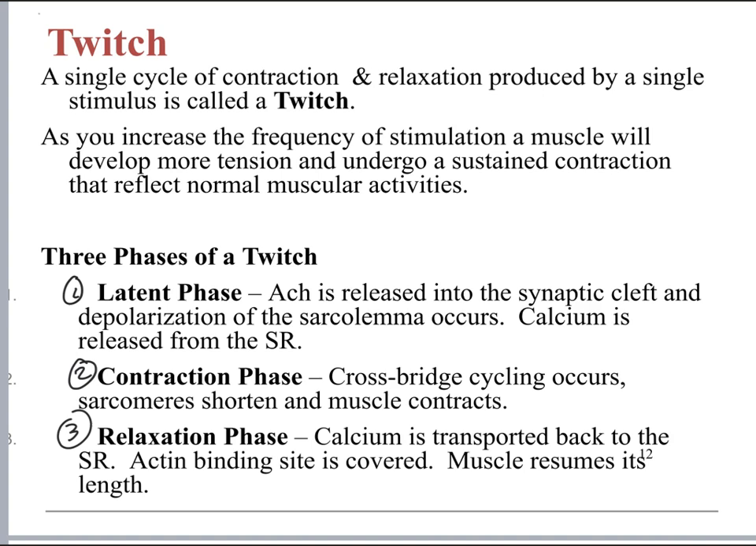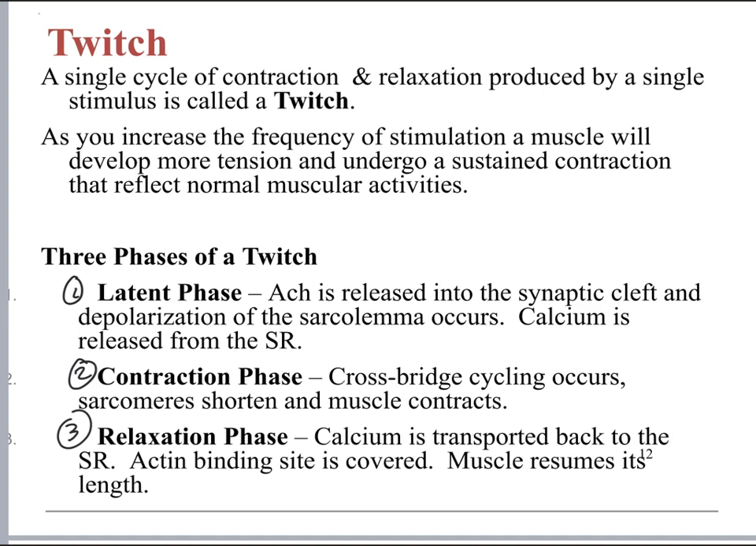In the latent phase, this is where we're waiting. Acetylcholine is released into the synaptic cleft, so go back to that neuromuscular junction. We're depolarizing the sarcolemma. Calcium is released from the sarcoplasmic reticulum.